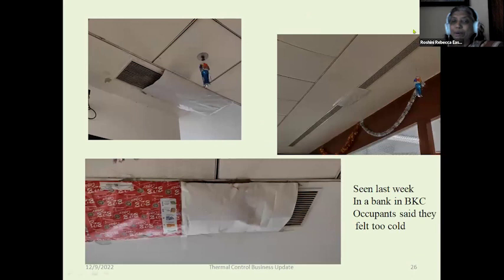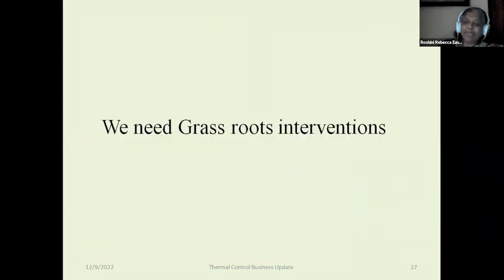Now this is what I saw actually in a bank, BKC, last week. You can see the vent shut off with a piece of cloth or a canvas. The person sitting underneath said, I'm feeling too cold, so they have just blocked it off with a piece of canvas here. Here again, you find an air outlet which is completely blocked because they said that we are feeling too cold. Now, what happened to the control system in the building? I wouldn't know. Okay, so what I'm saying is we need grassroots interventions where these little things get implemented properly.